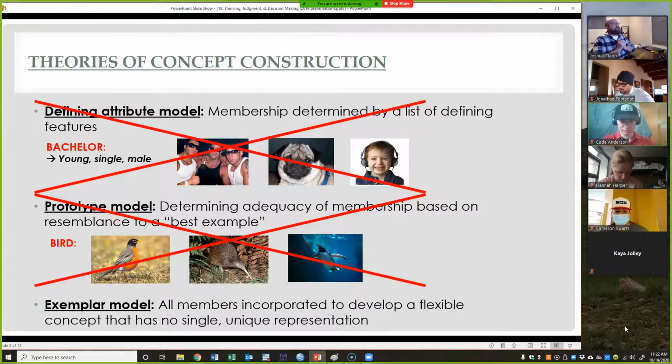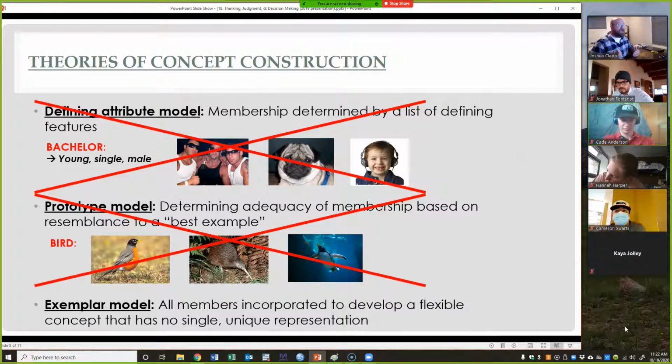And so our most recent model, the one that probably does the best job of accounting for how we come up with concepts, is something known as an exemplar model, okay? The exemplar model says that all members of some concept become incorporated into that concept, which has no single unique representation, right? So if I say bird, the exemplar model says that you take in your mind all examples of birds that you've come across in your lifetime. And all of those things are held. There's no single one bird. Bird isn't one thing. Bird is a large number of things that you've come to understand through your learning history.